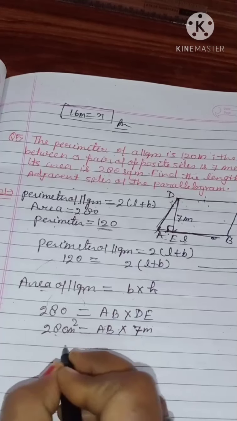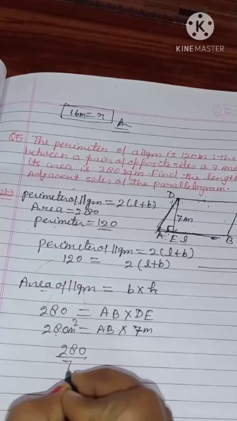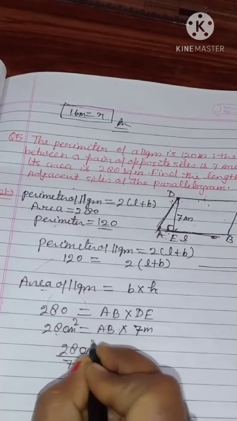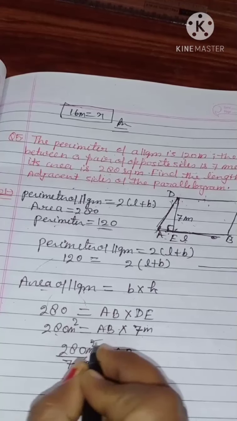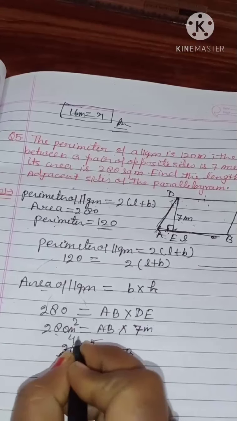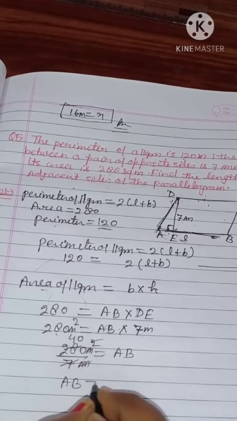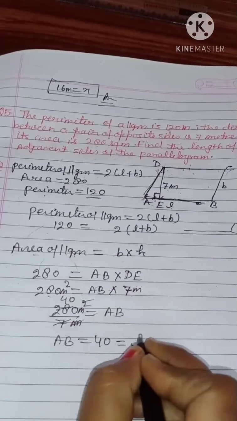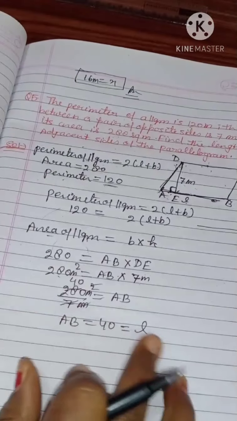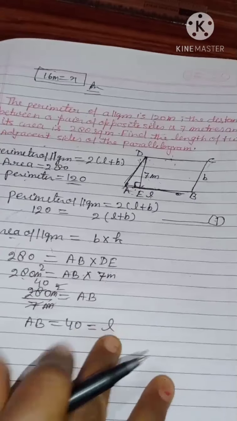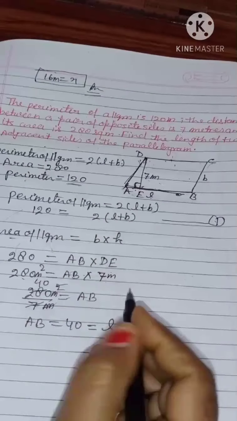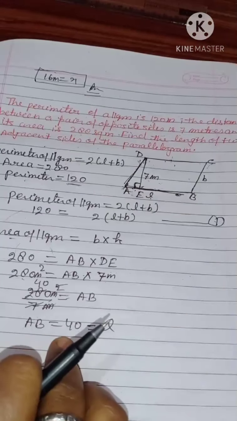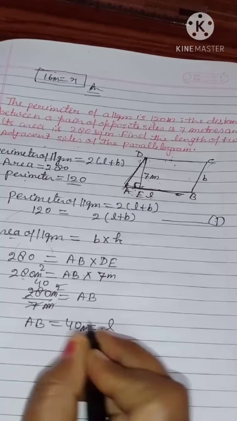So 280 divided by 7 is equal to AB. It is meter square divided by meter, so one meter will cancel. 7 fours are 28, 40. So AB will be equal to 40, and that is the length of the parallelogram. Means AB and DC, both of them, will be equal to 40 meter.